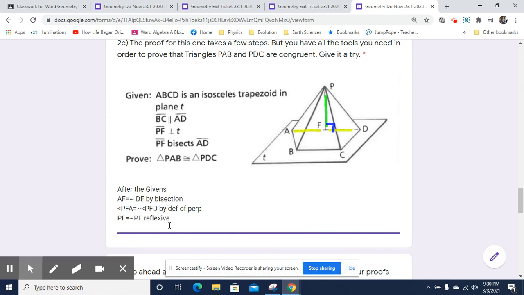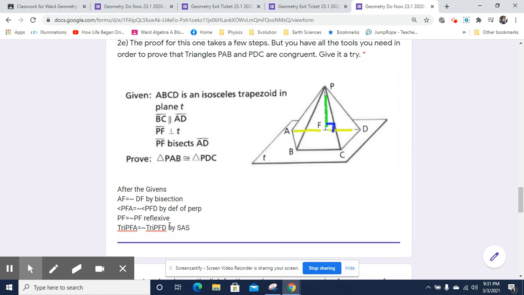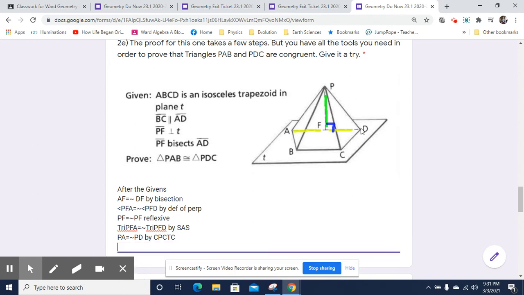So I can now say triangle PFA is congruent to triangle PFD, and we can say that by side, angle, side. All right, now that we've got that, we can say that PA and PD are congruent. PA is congruent to PD by corresponding parts of congruent triangles are congruent. Nice. Now we're starting to get somewhere.